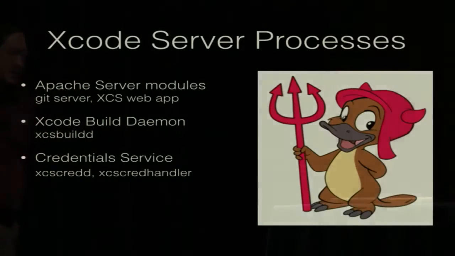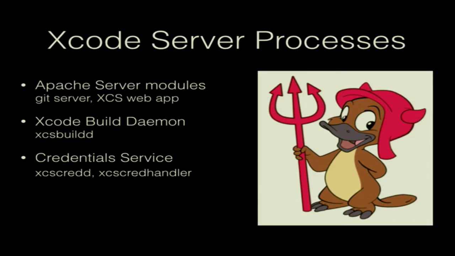There is a credentials service running here, and that is XCS cred daemon and a cred handler. What they do is for your SSH keys for your repos and for your provisioning profiles, they actually have a private keychain that lives inside the server data directory. And these are the services that access it and feed them back to Xcode Server. And if you actually use the Server.app to create a new repository, and you say, I want to use SSH access, and it shows you these SSH keys, and you wonder where they came from, it generates them on the fly.